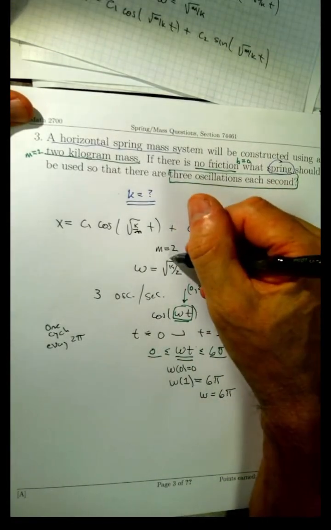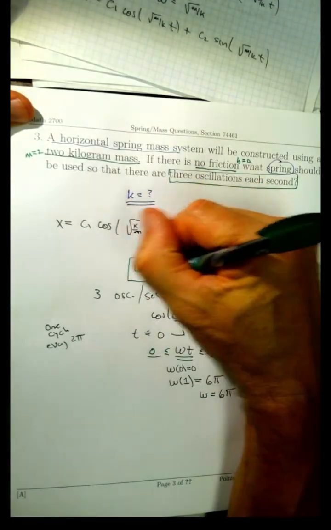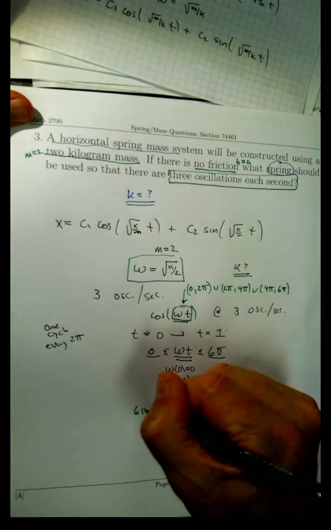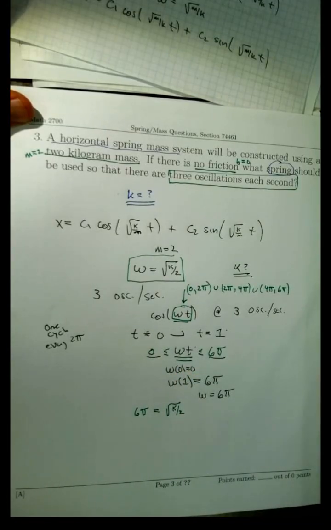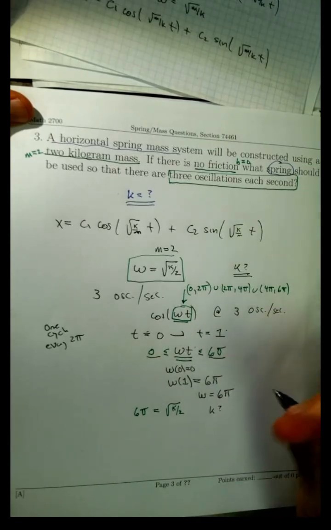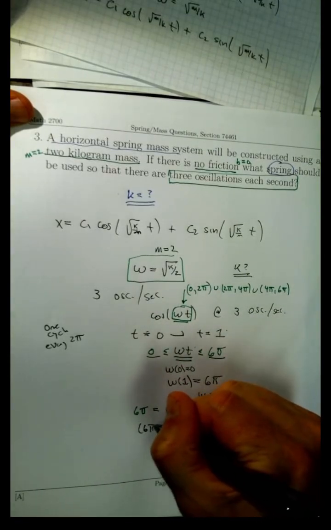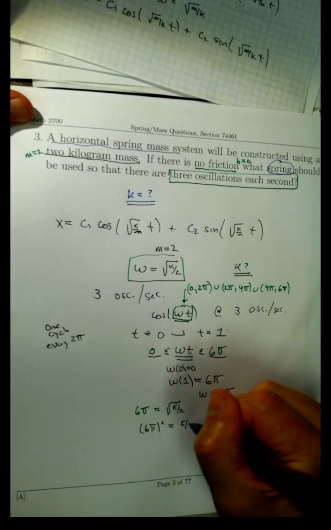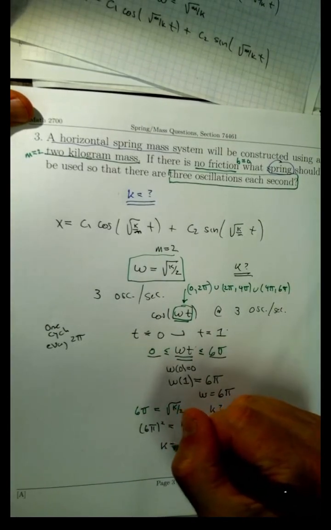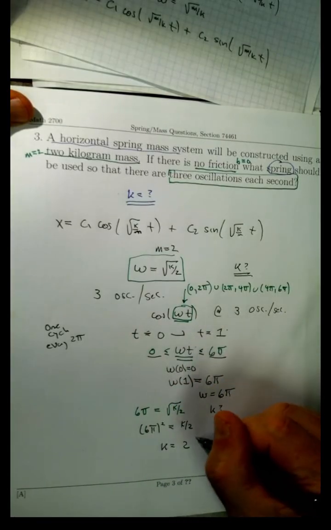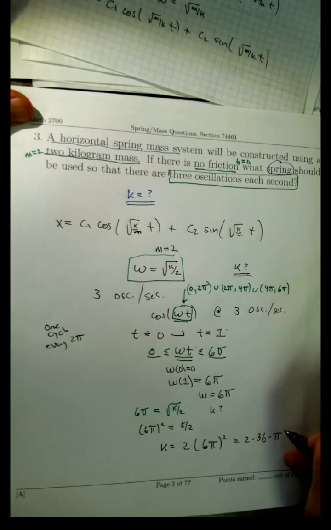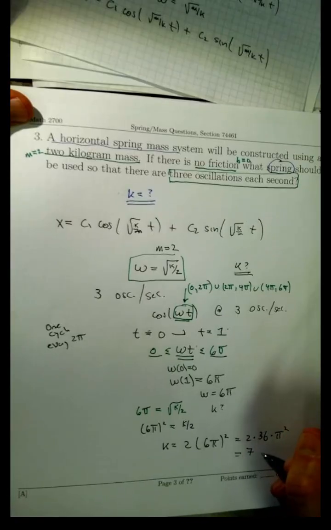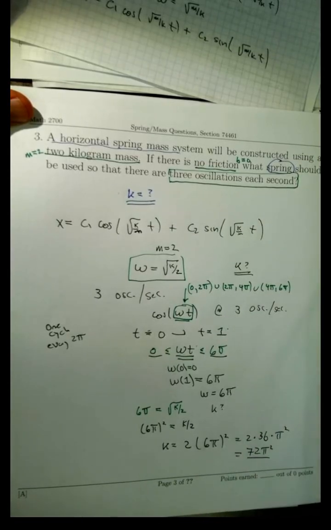So coming back to this expression, we know that omega is 6 pi, which is equal to the square root of k over 2. And the question is what is k? Well, if we square both sides, we get rid of the square root. So k is going to be, multiply both sides by 2, k is going to be 6 pi squared times 2, which is 2 times 36 times pi squared, or 72 pi squared.